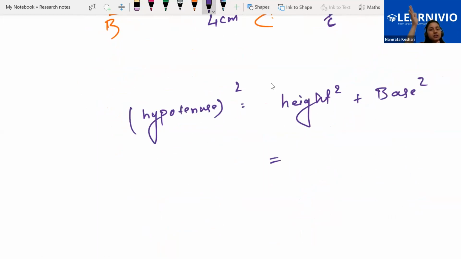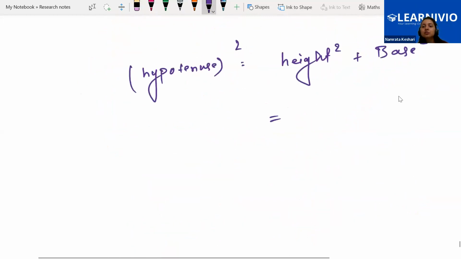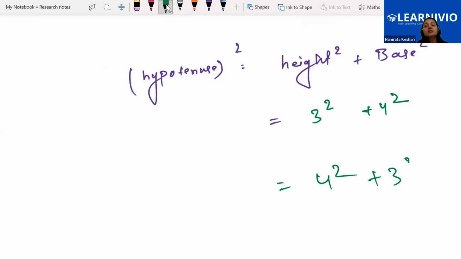The triangle can be tilted, we can change this triangle the other way, and the base and height will change. So it doesn't matter at all. Here you just have to be careful about what the hypotenuse is, because you are going to do 3 square plus 4 square, or 4 square plus 3 square. It's the same thing. Addition only you have to do over here.